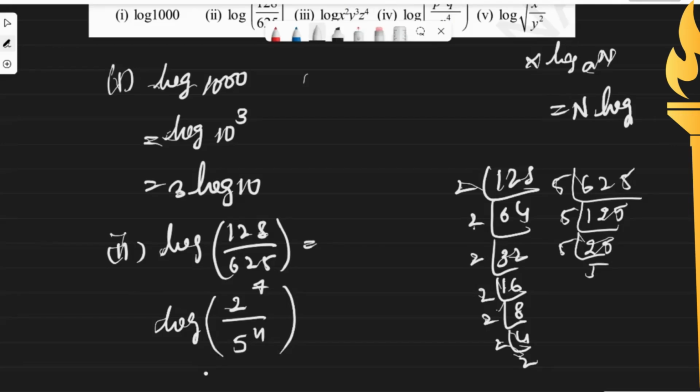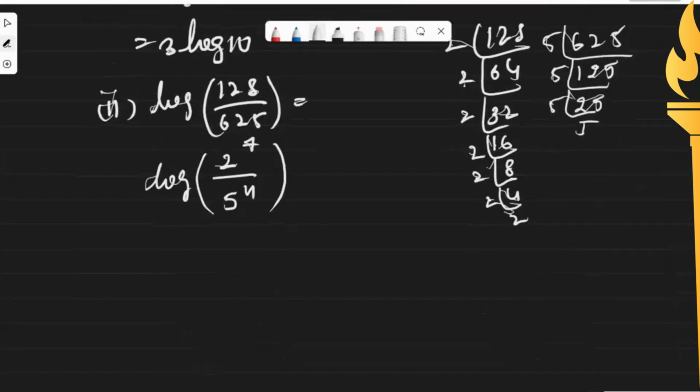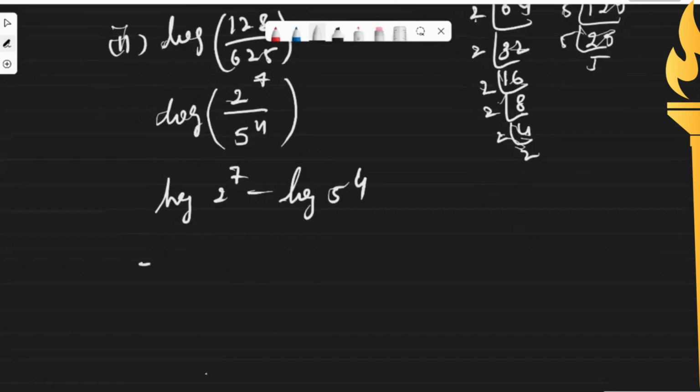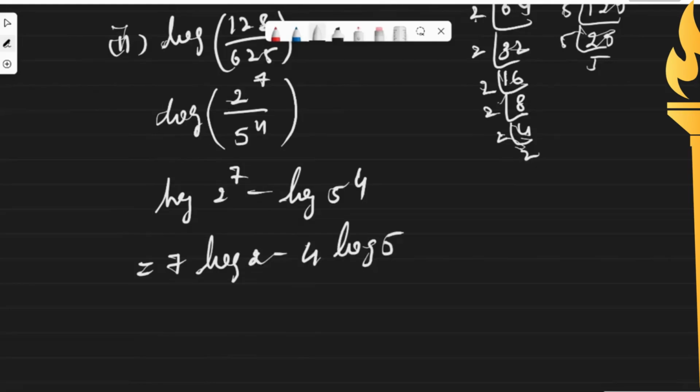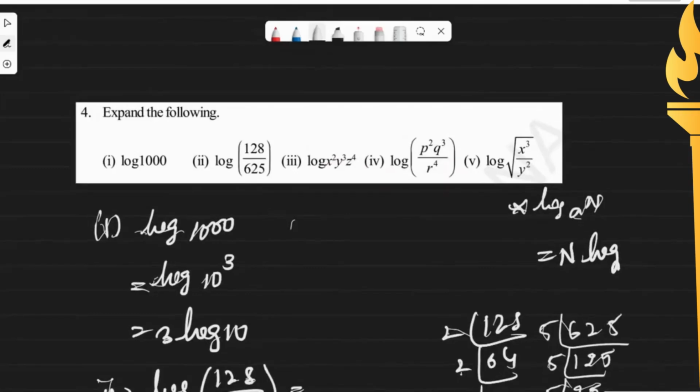So the second point we also had is log x by y. Log x by y will be equal to log x minus log y. So log 2 power 7 by 5 power 4 will be equal to log 2 power 7 minus log 5 power 4. And what was the first point? Log a power n is n log a. So this will be equal to 7 log 2 minus 4 log 5. Next, we are done with the second one. Next, what is the third one? Third one we have log x square y cube z power 4.